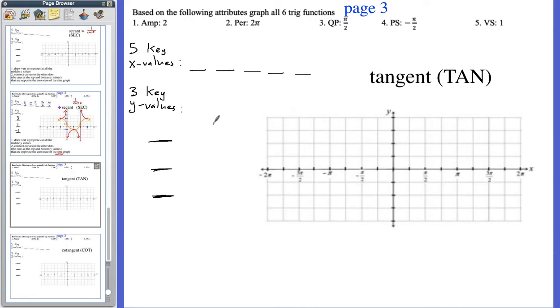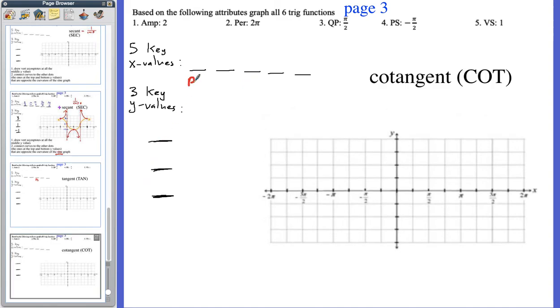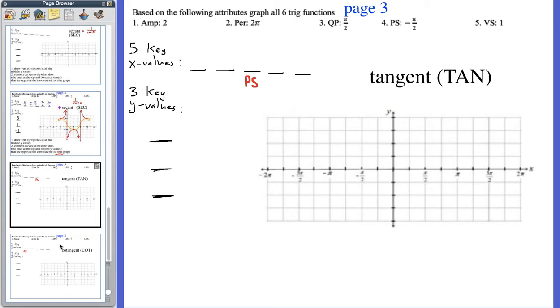The other difference with a tangent curve is that the phase shift goes in a different spot. The phase shift goes in the third x value rather than the first, like in all the others. So remember, tangent, phase shift goes in the middle. Cotangent is like all the others where the phase shift goes first. So that's the other major difference between tangent and cotangent and the others. So our x values are going to be different here because our phase shift, when it goes in the middle, is going to shift all our x values over.